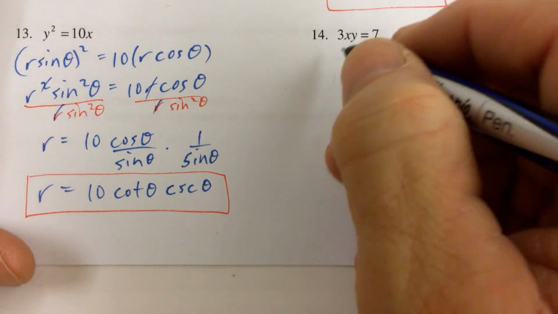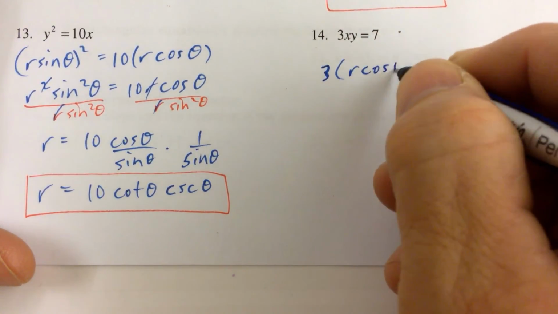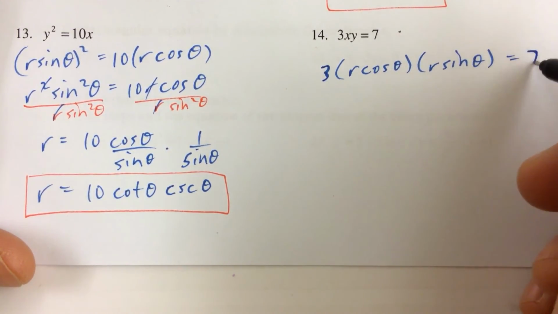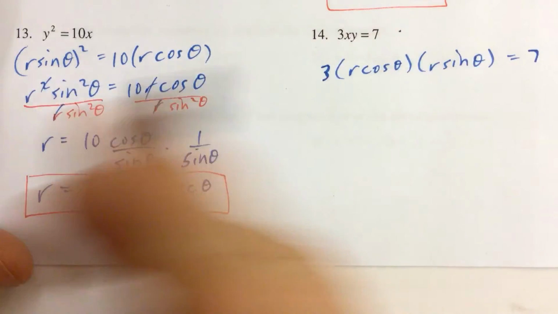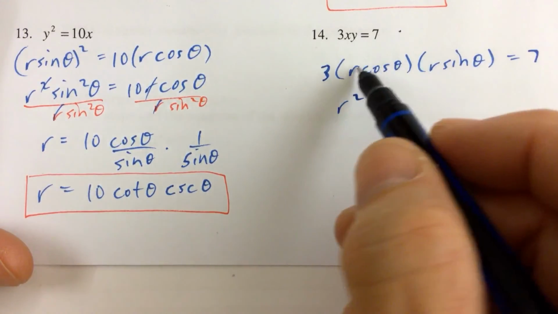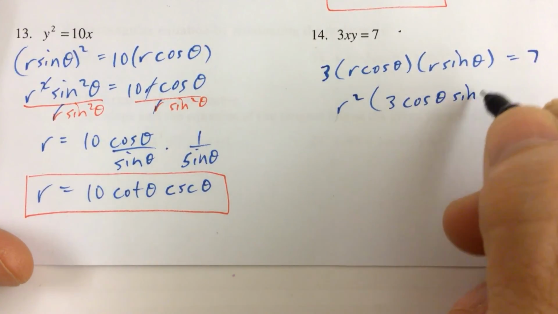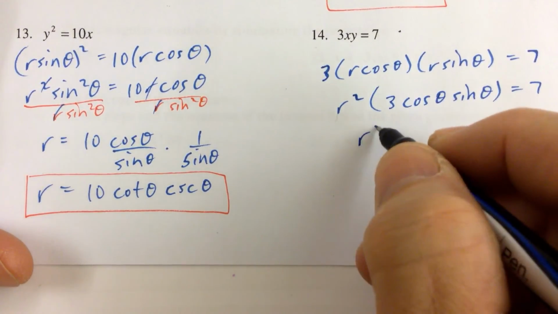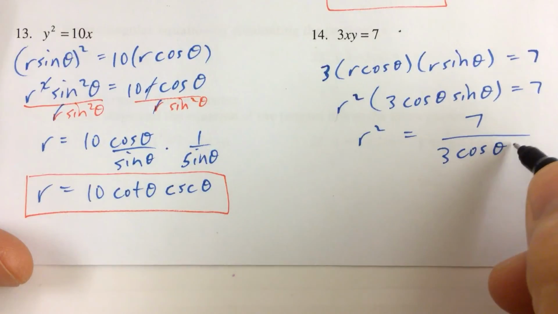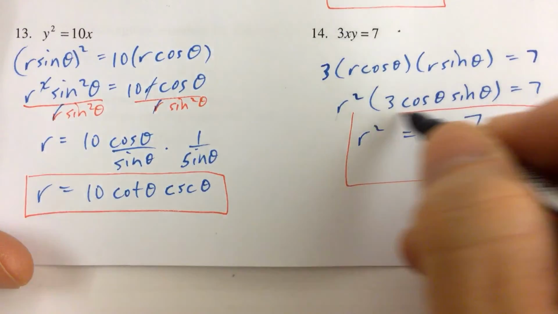For number 14, straight substitution here. X is equal to r cosine theta. Y is equal to r times the sine of theta. And that's all equal to 7. Gathering the r terms on the left side, we're going to write this as r squared. R times r is r squared. And then we have 3 times the cosine of theta times the sine of theta, all equal to 7. So we're just going to divide both sides by 3 cosine theta sine theta. And we separated the r and the theta. We have no x, no y, and we're done.